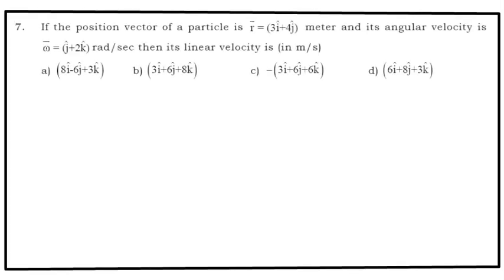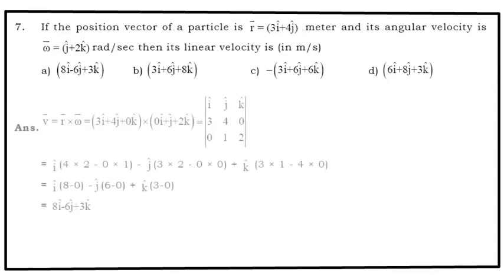If the position vector of a particle is r bar equal to 3i cap plus 4j cap meter, and its angular velocity omega bar is j cap plus 2k cap radians per second, then its linear velocity in meter per second is. For this, you have to recall a formula from circular motion, where V bar is equal to omega bar cross r bar. Now omega bar is 0i cap plus j cap plus 2k cap, and r bar is 3i cap plus 4j cap plus 0k cap. So when I multiply this, how do you open this bracket?